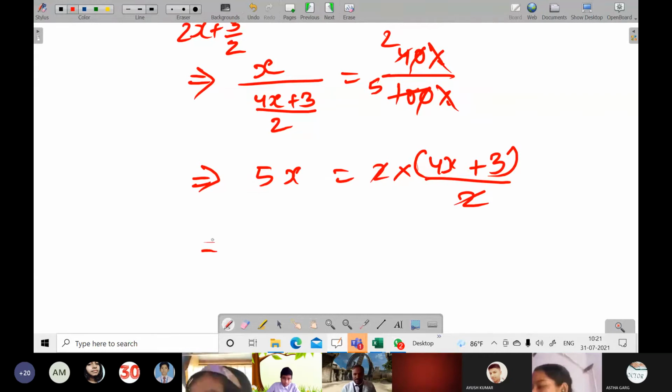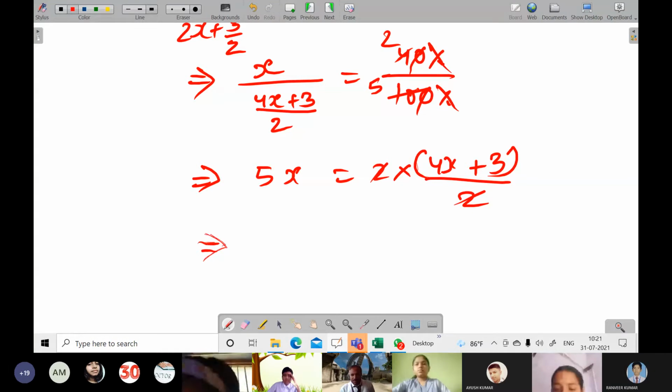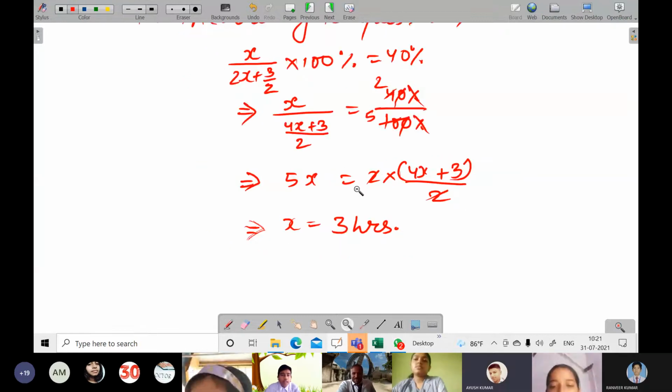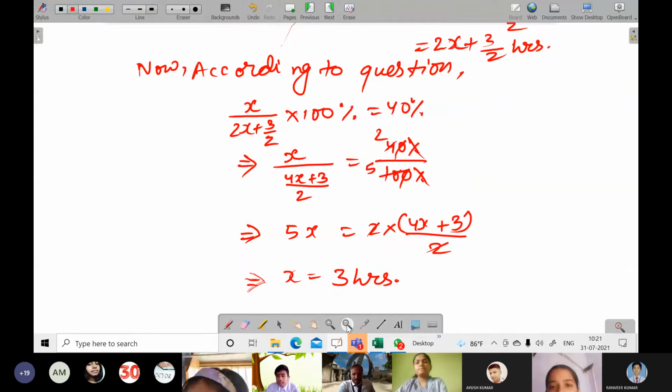So what will happen? x is equal to 3. It will become 5x minus 4x is equal to 3, or simply x is equal to 3 hours. So Cherry studies for 3 hours, and Neha studies for 4.5 hours, that means 3 plus 1 by 2 hours. Got it? Yes, sir. The last sentence part you will be able to write by yourself, isn't it? Okay, sir.